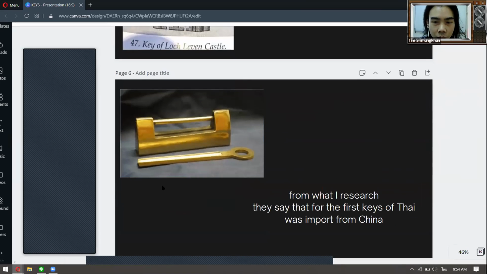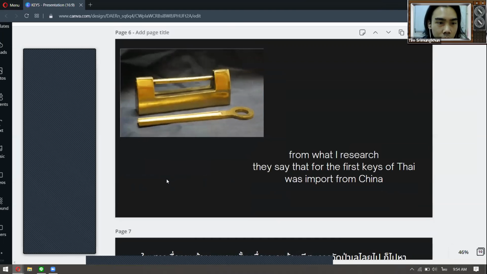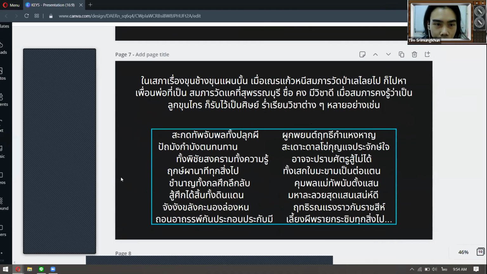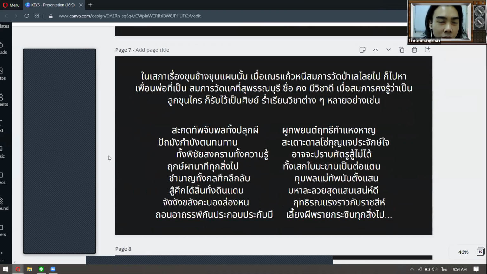And this is the lock that I guess is the very first one from China that was brought to Thailand. So Thailand does not actually produce lock and keys. The technology of locks and keys like this was imported from other countries, but it was a very long time ago.